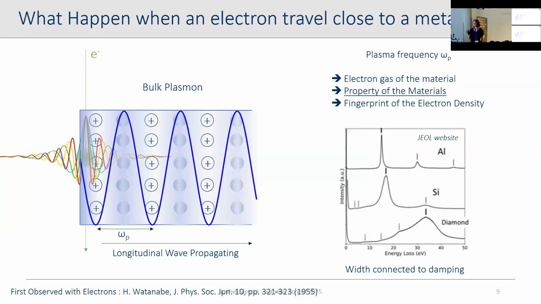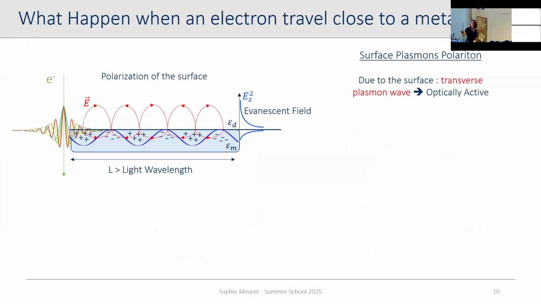But now, if we look at a nanoparticle, and therefore something with a surface, what's going to happen is that you're going to create a surface wave here. And because you have a surface wave at the surface of your material, part of the electric field goes out. And because it goes out, you have an evanescent field within the vacuum, which means that this is able to couple to the light field.